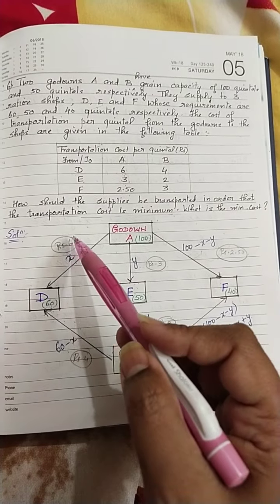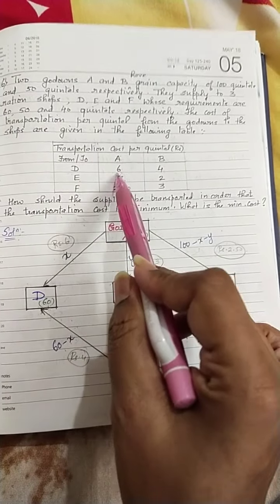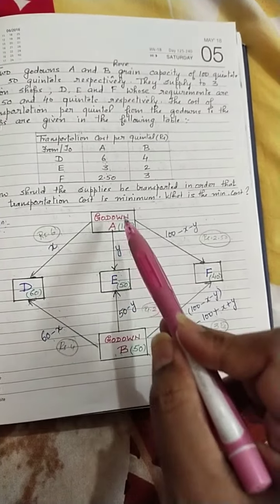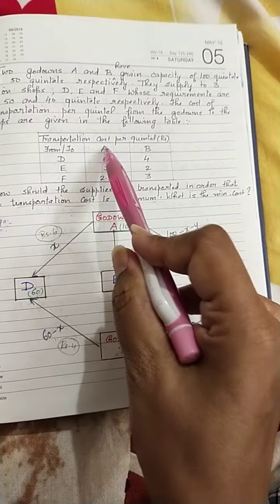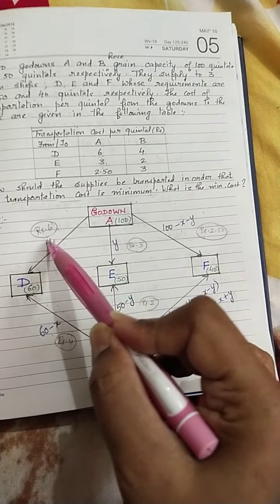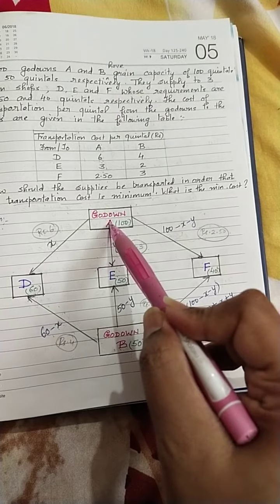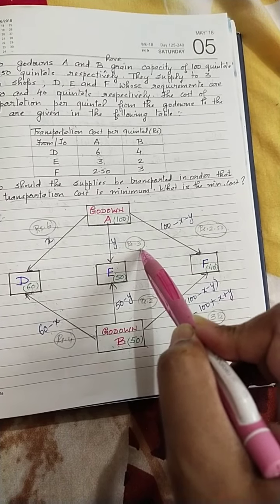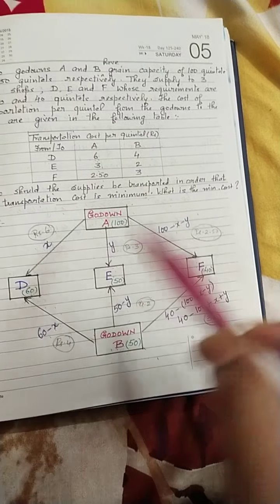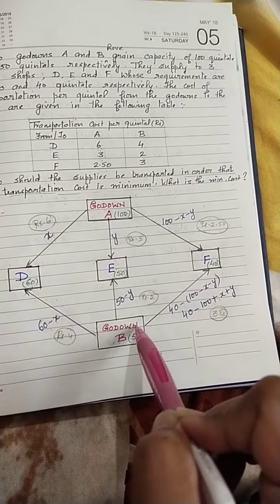Now if you see, with a pencil I have circled something: all are the costs of transportation which I have mentioned. A to D 6 rupees, A to E 3 rupees, A to F 2.5 rupees. Now if A has supplied X quintals, total cost will be 6 into X, 6X. A has supplied Y quintals, what is its total cost? 3 into Y. A has supplied these many quintals, so this into the cost. Similarly, B has supplied these many quintals, this into rupees 4, and so on.